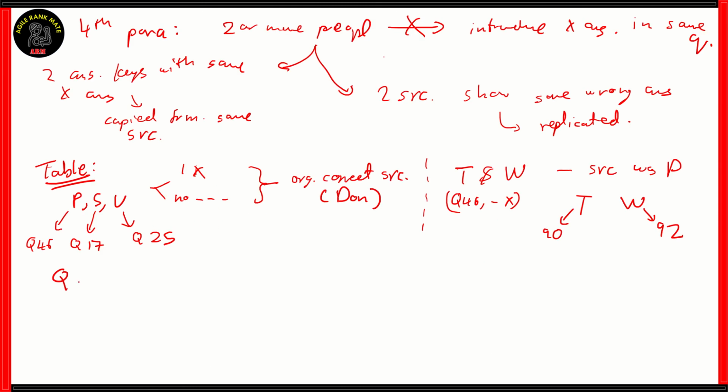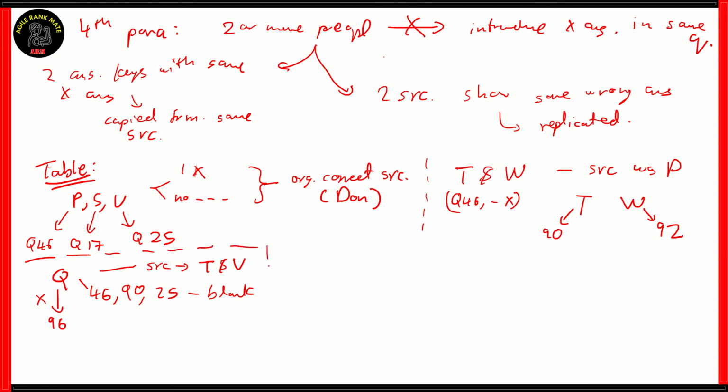So Q had 46, 90, and 25 as blank. So therefore, its source was T and V. So Q is one of those people who used 2 sources. Now, the contribution of Q, as we've seen, is that it made question number 96 incorrect. Alright, so now we've found out P, S, V, T, and W, as well as Q.